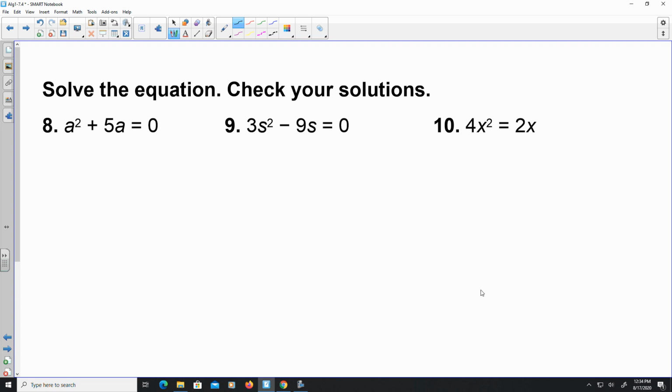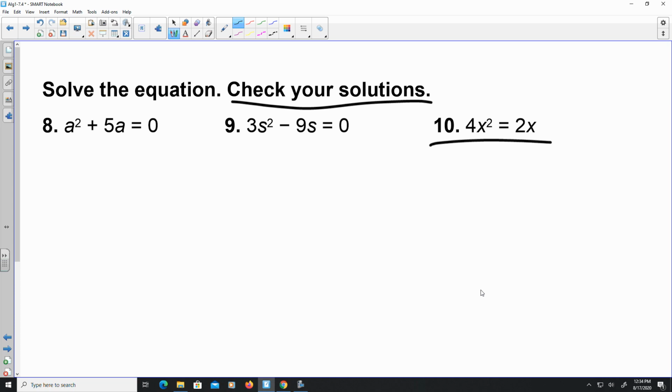All right, so I would encourage you to solve these equations. And it also says to check your solutions. So here's how you can check your solution. Let's look at example question 10.